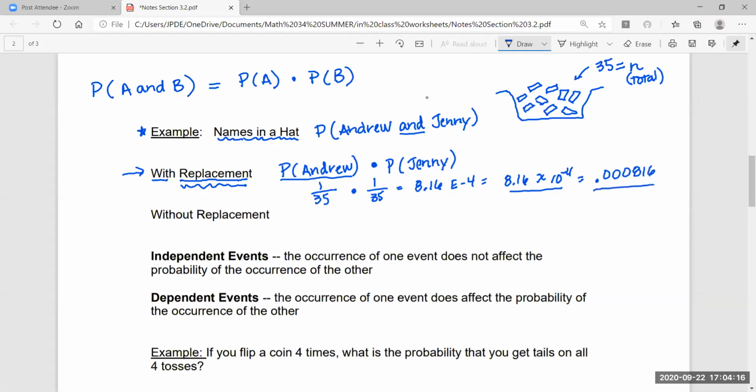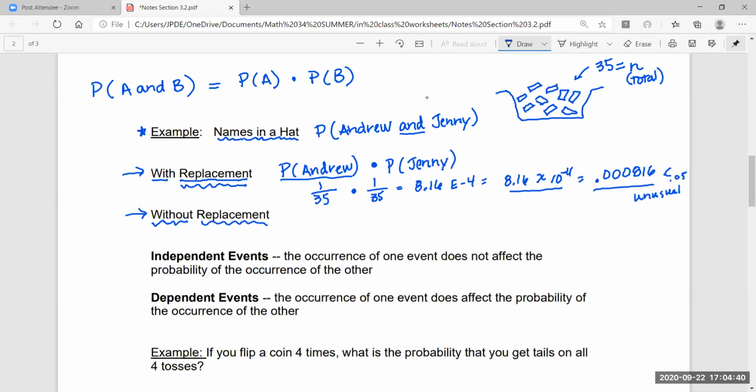You can see this is a very small probability. It is less than 0.05, so it would be considered unusual. So it would be unusual to get Andrew's name first and Jenny's name second. Now we're going to look at how this problem would be different without replacement.